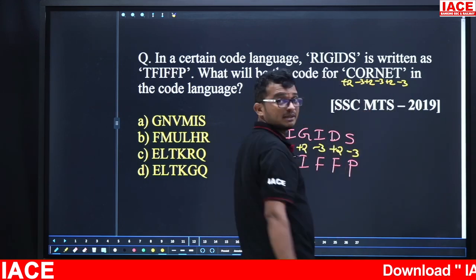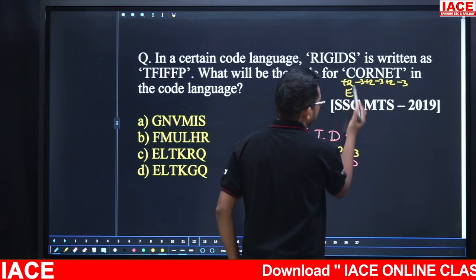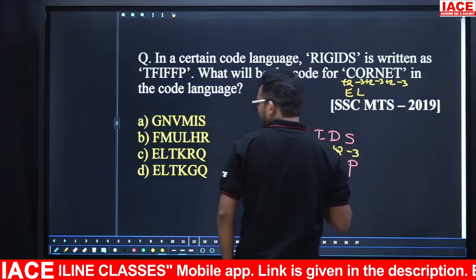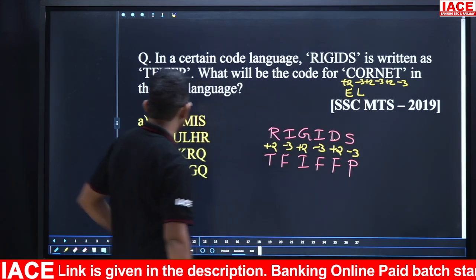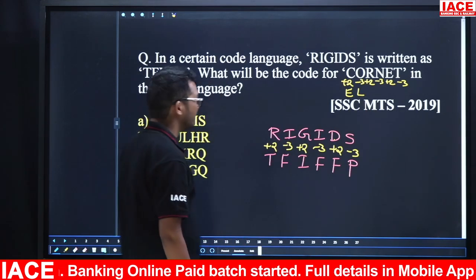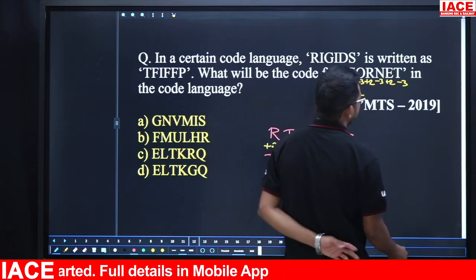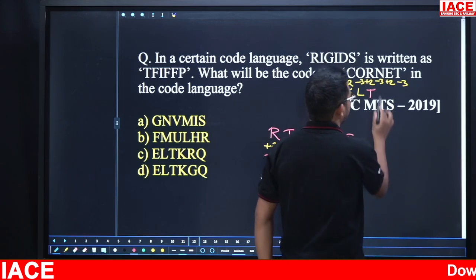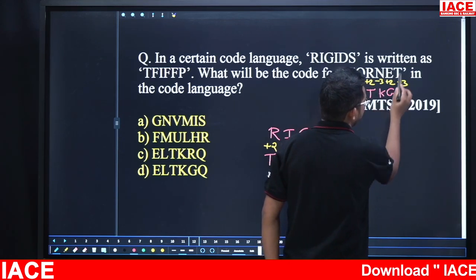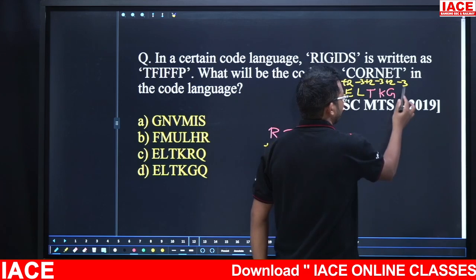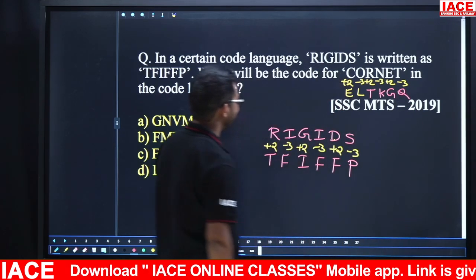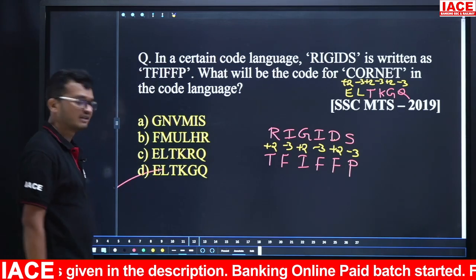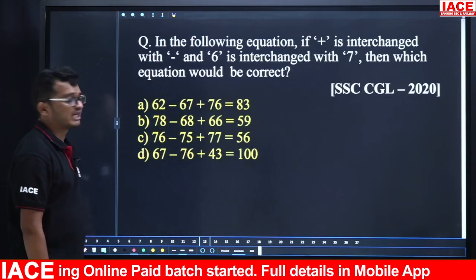C plus 2: 3 plus 2 is 5. 5 means E. O minus 3: 15 minus 3 is 12. 12 means L. So with EL, how many options do we have? We have 2 options. Now go for the remaining also. Next, R plus 2, 18 plus 2, 20, T. N minus 3, 14 minus 3, 11, K. E plus 2, G. T minus 3, 20 minus 3, 17. 17 means Q. So the answer is EL, TK, next GQ. That means your answer is option D. Take the next question. Your time starts now.